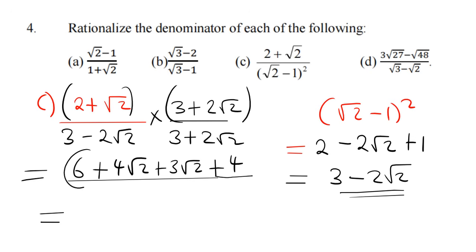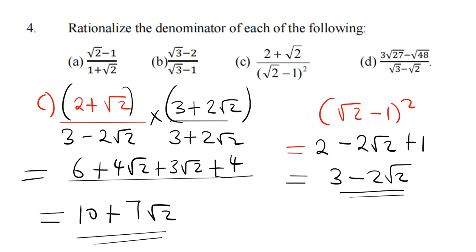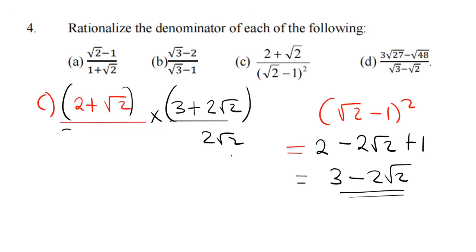We've got 6 and a 4. We can add those ones. We're going to have 10 plus. Okay, we've got 4 root 2 and 3 root 2. So that will give us 7 root 2. So that will be our final answer. So basically that. Let's solve D.